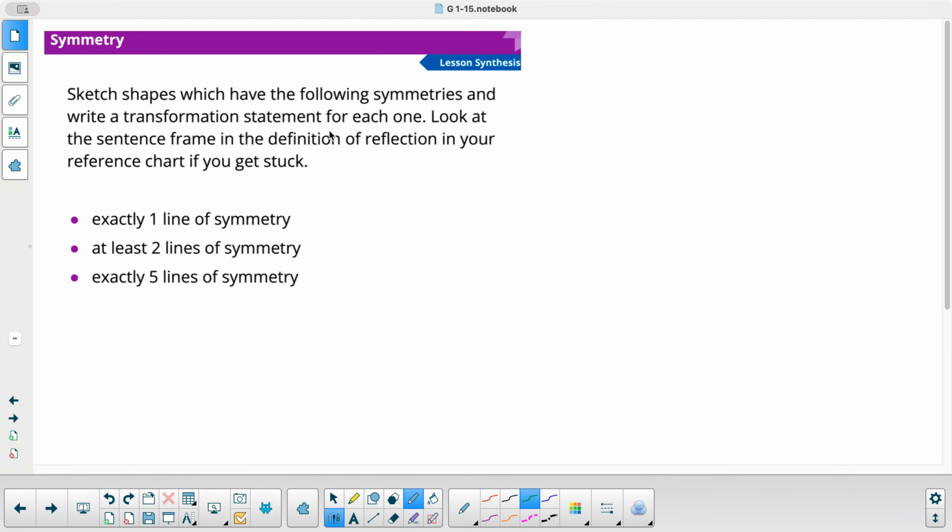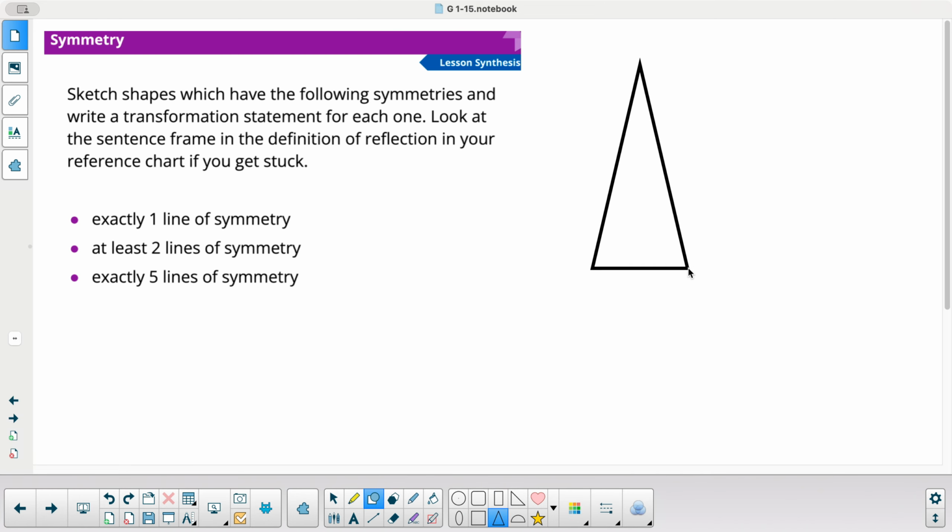All right, sketch shapes which have the following symmetries, and write a transformation statement for each one. Look at a sentence frame in the definition of reflection in your reference chart if you get stuck. So, one line of symmetry. A good one for that would be an isosceles triangle. So one line would be something like that.